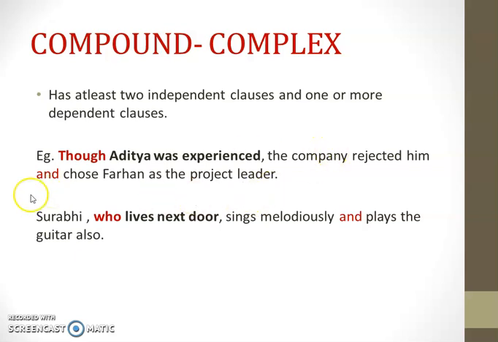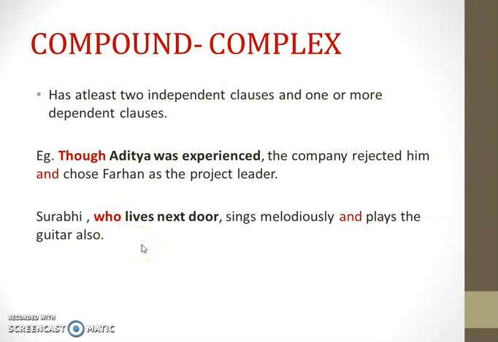Both of them are connected using the coordinating conjunction "and". So the two conjunctions are given in red. "Though" is the subordinating conjunction and "and" is the coordinating conjunction. So this is how a compound complex sentence looks. "The company rejected him" and "chose Farhan as the project leader" are the two independent clauses, and the first part is the subordinate or the dependent clause.